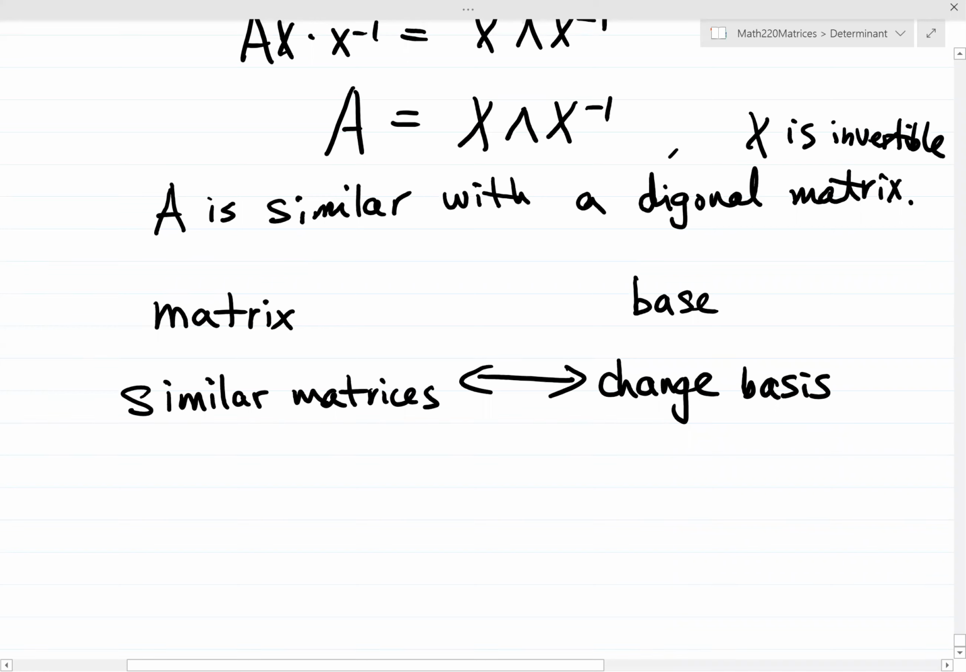Next time we will use this similarity property and study what nice properties a matrix has if we can write it as a similar matrix of a diagonal matrix. We will talk more about how we apply this to get something interesting. Let me stop here for today and continue tomorrow.